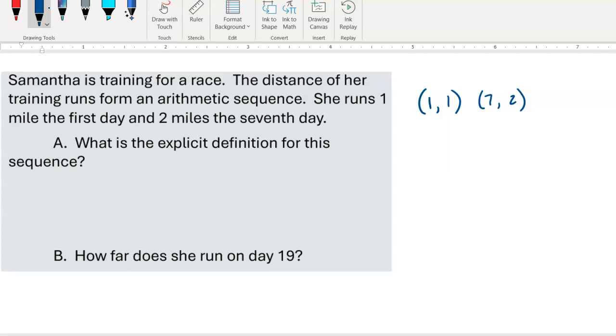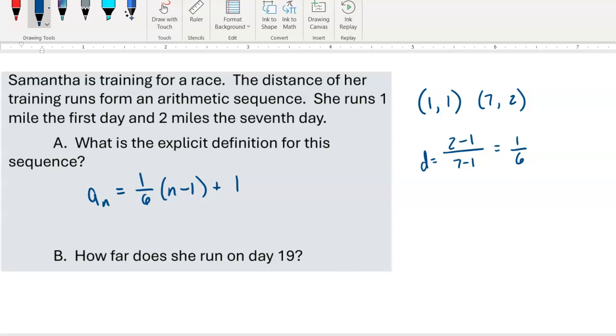All right, so now let's find the slope. The common difference is the same as the slope. So we take 2 minus 1 over 7 minus 1. 2 minus 1 is 1. 7 minus 1 is 6. 1/6 can't be reduced, so leave it as 1/6. So our common difference is 1/6, and our first term was just 1 mile.